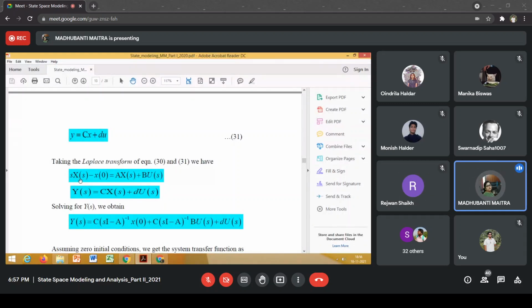Then X(s) is equal to (sI minus A) inverse x0 plus (sI minus A) inverse B U(s). So our output equation Y(s) will be equal to C into, in place of X(s), we substitute (sI minus A) inverse x0 plus C into (sI minus A) inverse B U(s), and this term will be there. So the last term will be plus D U(s).